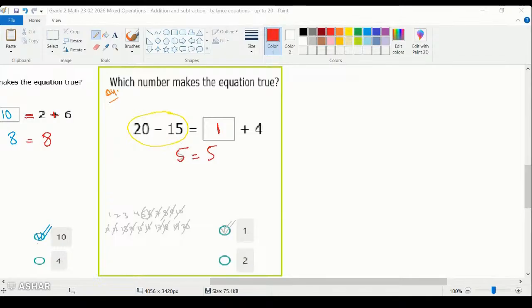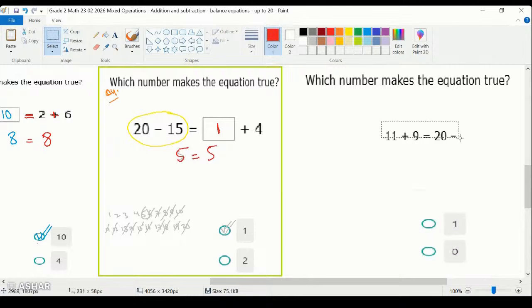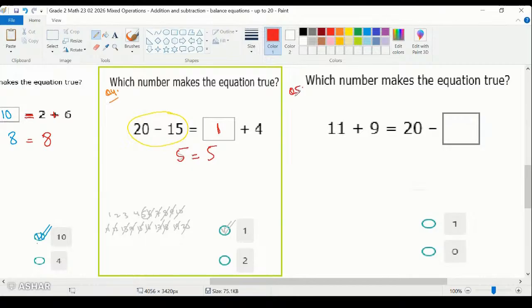Okay, let's look at one more question. Which value makes the equation true? For the given values, question number 5, if these are the numbers given to us, and these are the two options we have, 1 and 0, the given equation was this, which is missing a value over here. This is our question number 5.